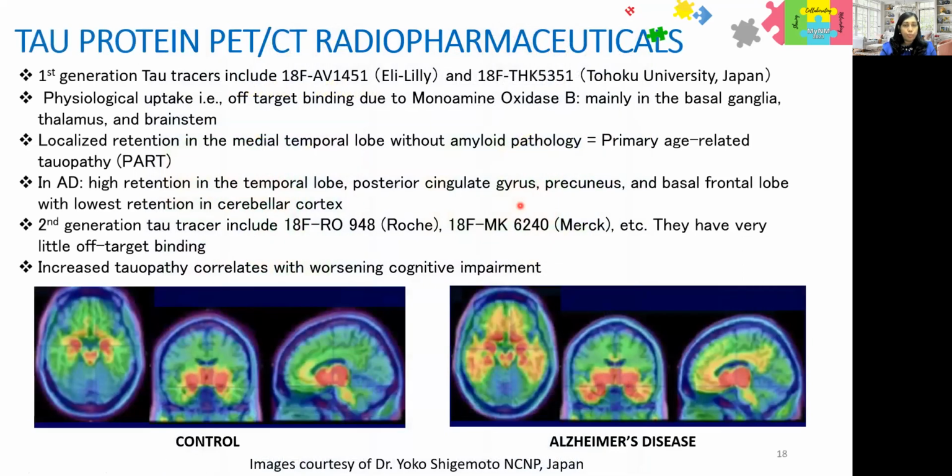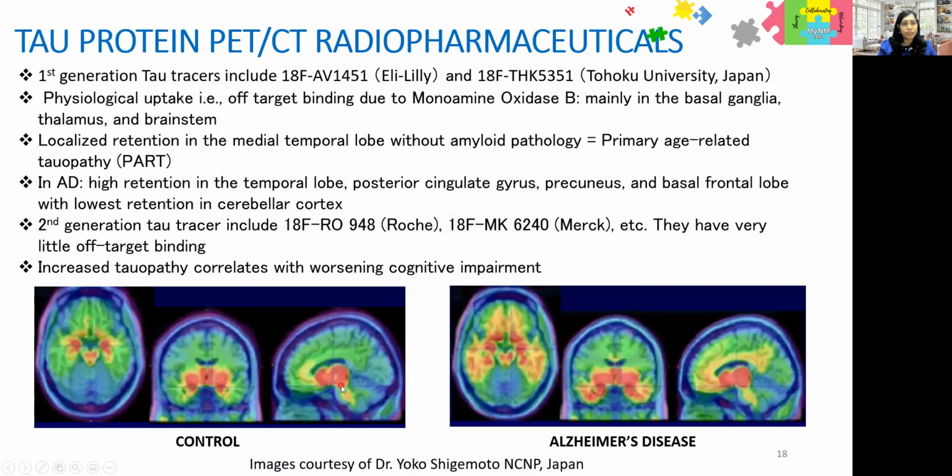Now we go on to tau protein PET-CT radiopharmaceuticals. The first generation tau tracers include 18F AV1451 by Eli Lilly and 18F THK5351 by Tohoku University, Japan. Physiological uptake, which is off-target binding due to monoamine oxidase B, was seen markedly in the first generation tau tracers. These occurred mainly in the basal ganglia region, in the thalamus, and in the brainstem.